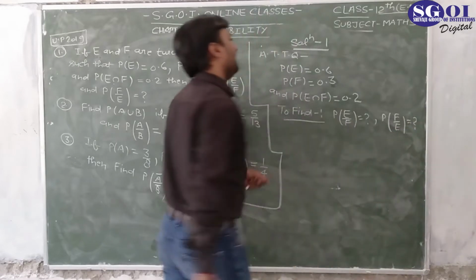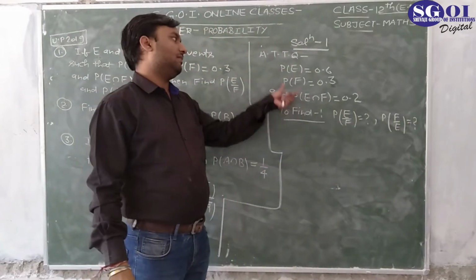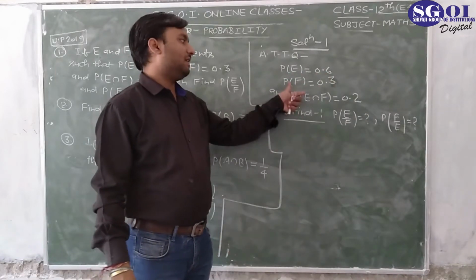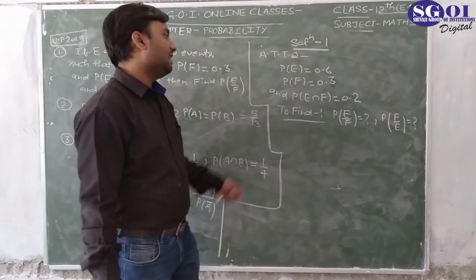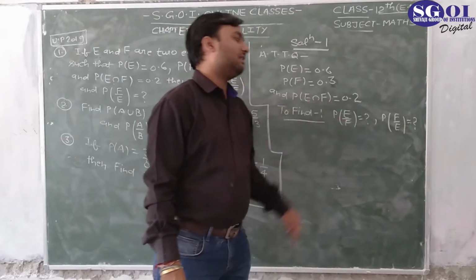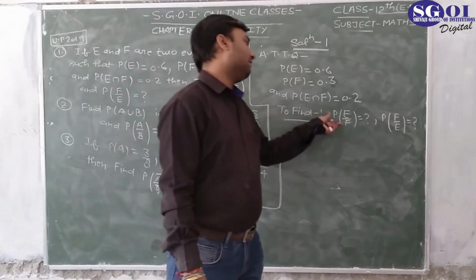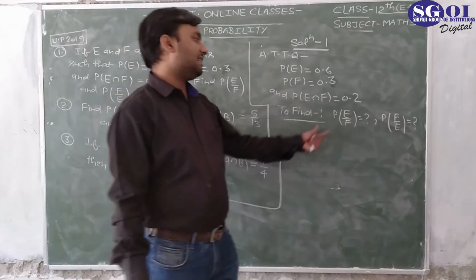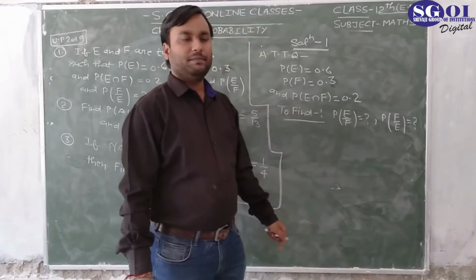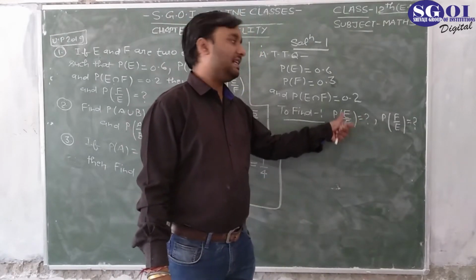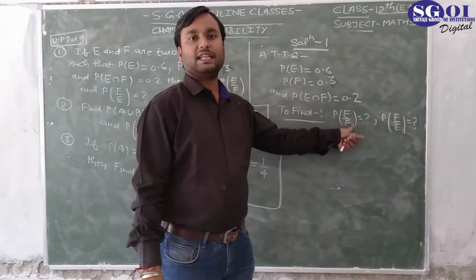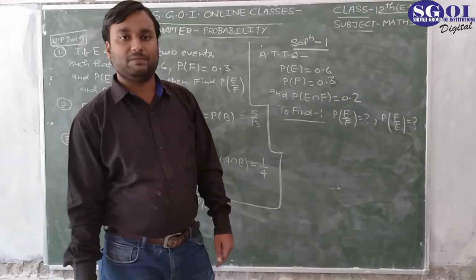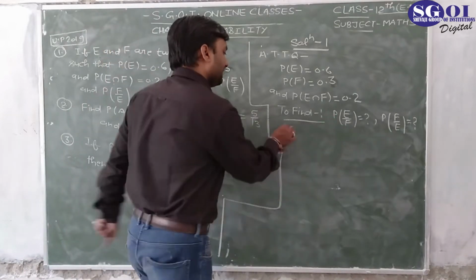That means we are given some probabilities. Probability of E is equal to 0.6. Probability of F is equal to 0.3. Probability of E intersection F is equal to 0.2. And we have to find probability of E by F and probability of F by E. So what is the meaning of probability E by F? The meaning of probability E by F is the conditional probability of E when event F has happened. So what is the formula of probability of A by B?